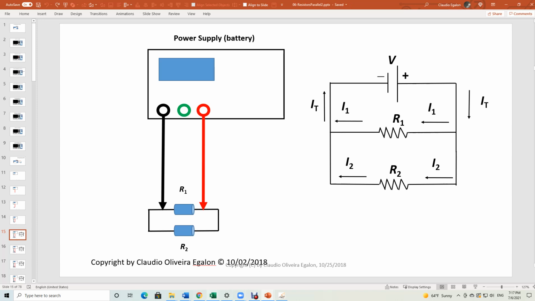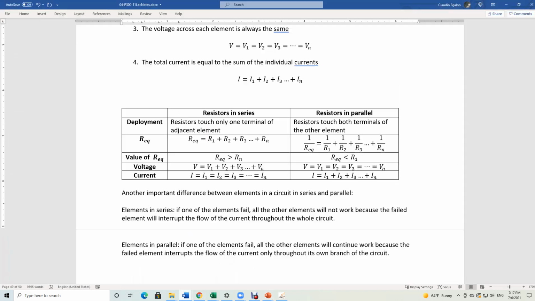Okay, so lots of things about the circuits, right? The best way for you to play with those elements that I have right here: batteries, resistors, light bulbs, LEDs. That's the best way to understand.